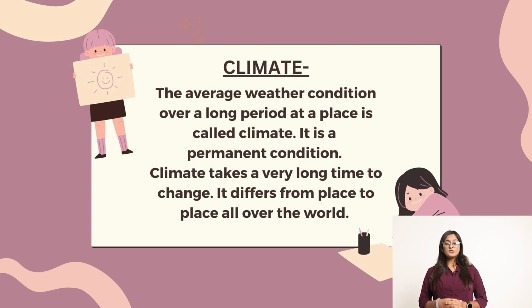Climate: the average weather condition over a long period at a place is called climate. It is a permanent condition. Climate takes a very long time to change. It differs from place to place all over the world.